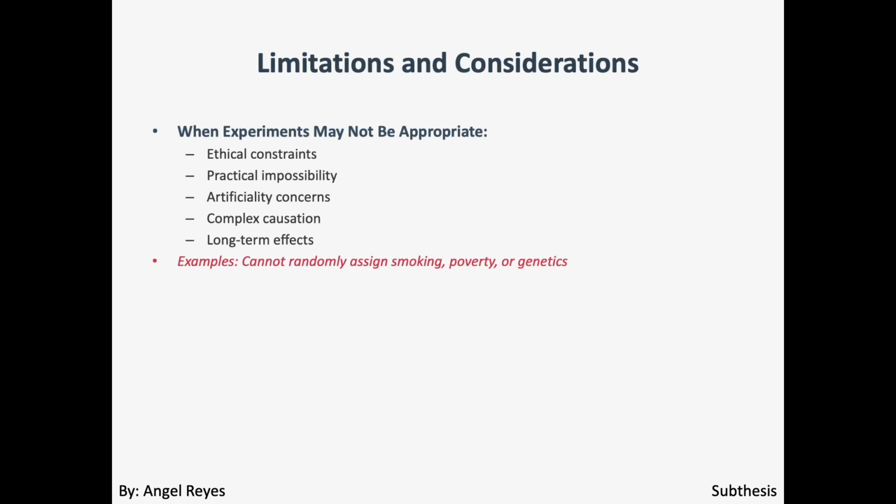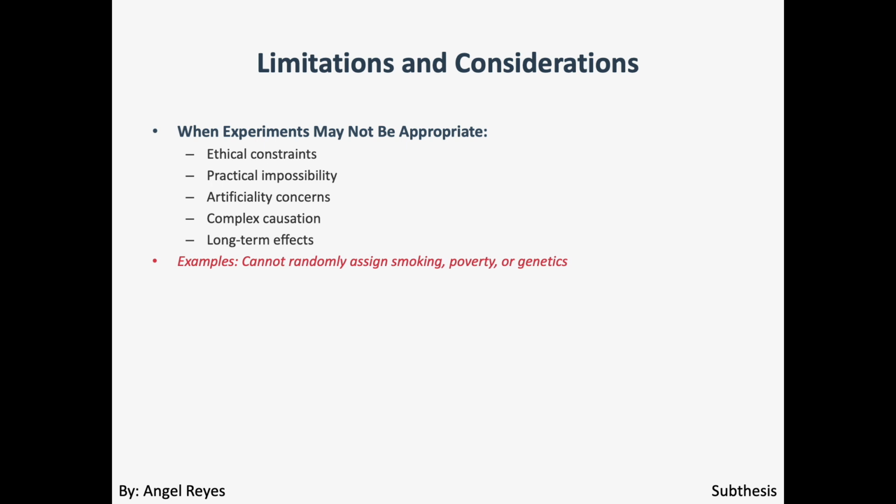But experiments aren't always appropriate or possible. Ethical constraints mean we can't manipulate harmful variables. We can't randomly assign people to smoke cigarettes or live in poverty. Practical impossibility limits us. Some variables simply can't be manipulated.